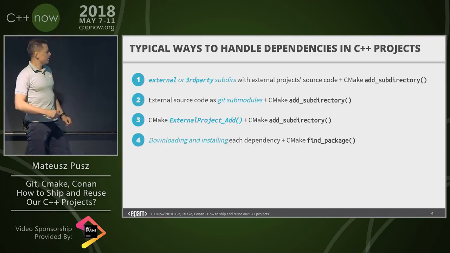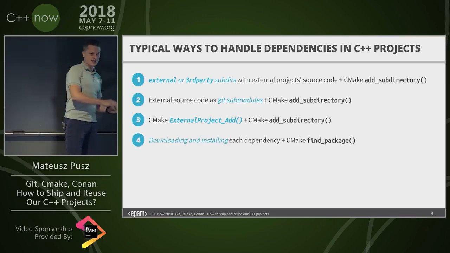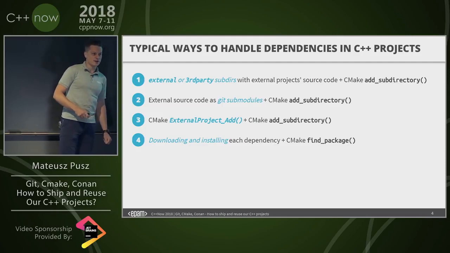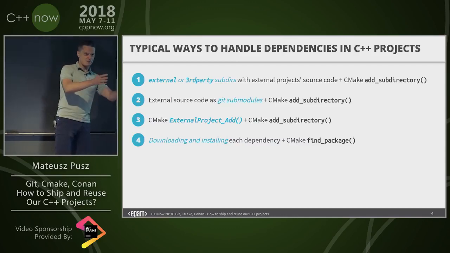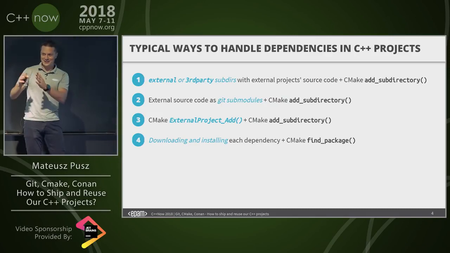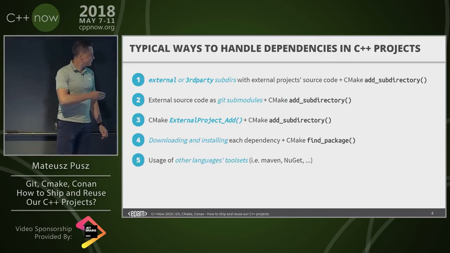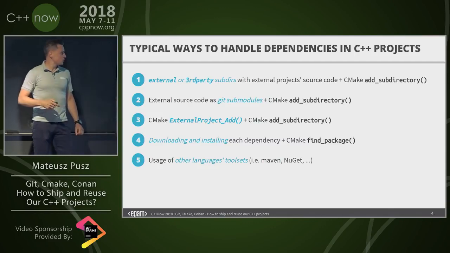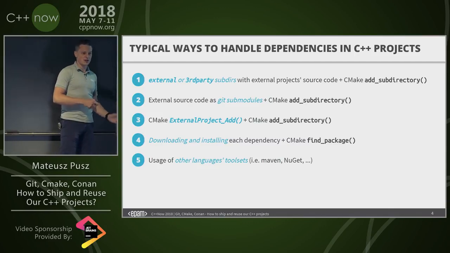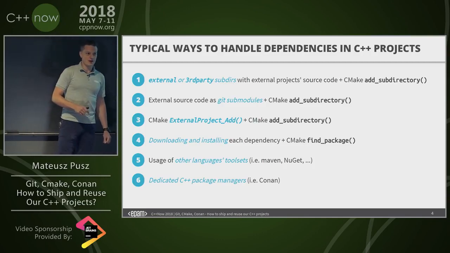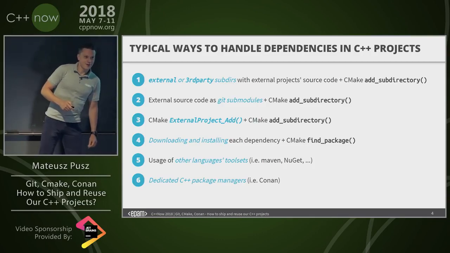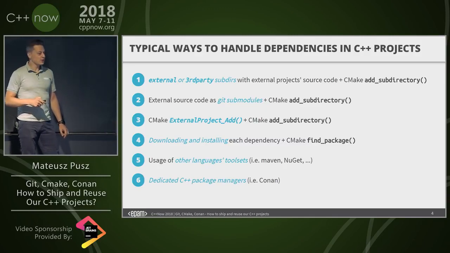Okay. Maybe you are downloading and installing each dependency by hand, and then using find_package in CMake to find them. Yeah, again, a quarter of the room. I think that this side is more active. You can also try, guys. Okay, and maybe you tried using other languages' toolsets like Maven or NuGet in other projects to handle dependencies. This also happens, yes. And this last one: do you have any experience with Conan already? I assume you have, at least a few of you. But this is a new tool on the market, and I would like to tell a bit more about this.